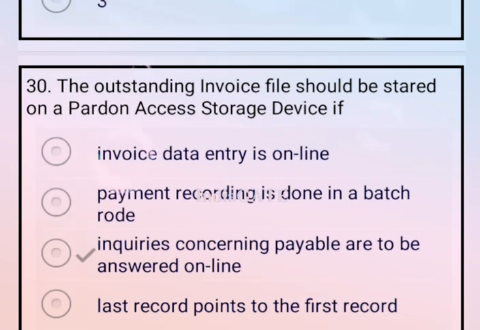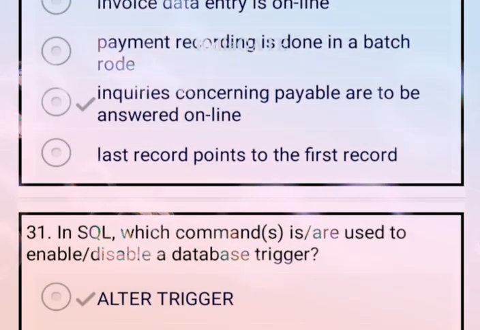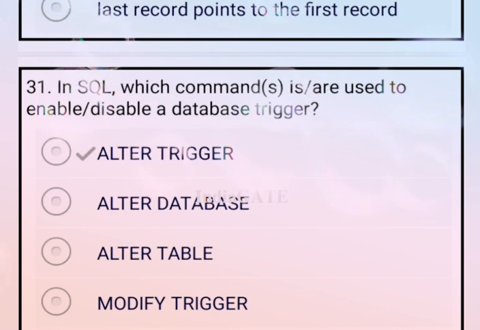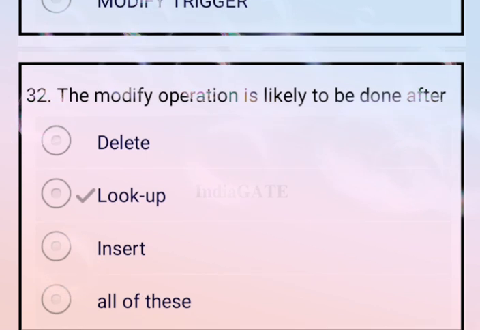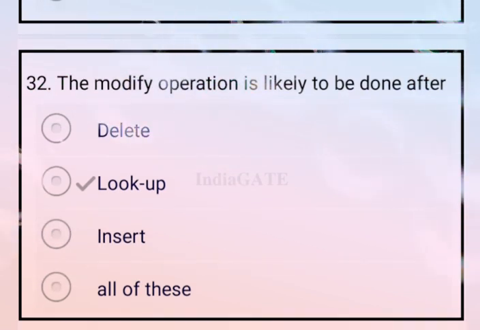Next question. The outstanding invoice file should be stored on a direct access storage device if. So the correct answer is option C, that is your inquiries concerning payables are to be answered online. Next question. In SQL, which command is used to enable or disable a database trigger? So the correct answer is option A, that is alter trigger. Next question. The modify operation is likely to be done after. So the correct answer is option B, lookup.